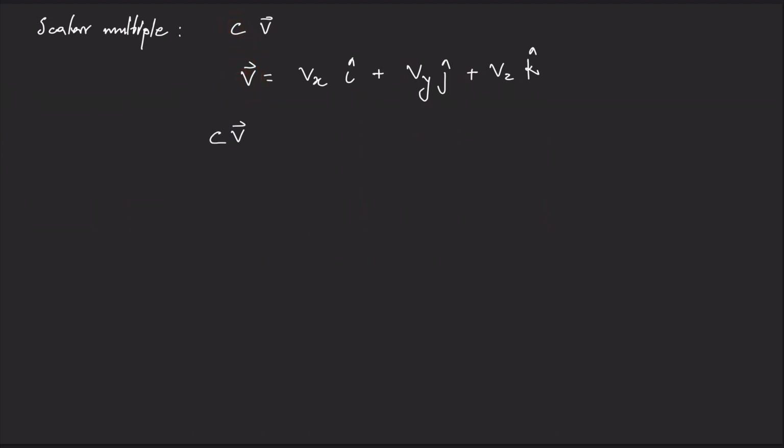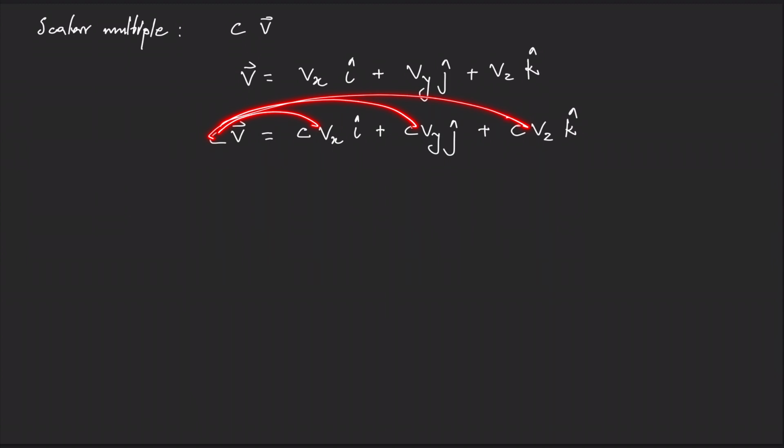Well, the way you multiply a vector by a scalar is that the scalar multiplies each of the components of the vector. So that means we're going to have c multiplying v sub x in the i hat, plus c multiplying v sub y in the j hat direction, plus c multiplying v sub z in the k hat direction. So whenever we multiply a vector by a scalar, the scalar multiplies each one of the components. It distributes through. If you like, you could think of it as c foiling through each of the components, if that helps you to remember it.